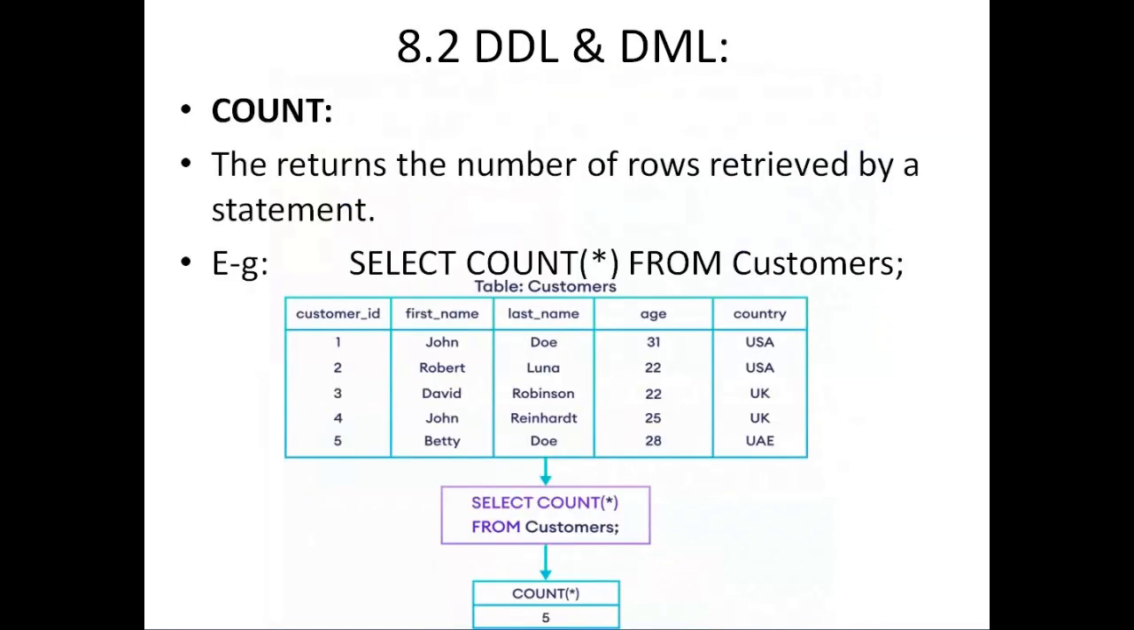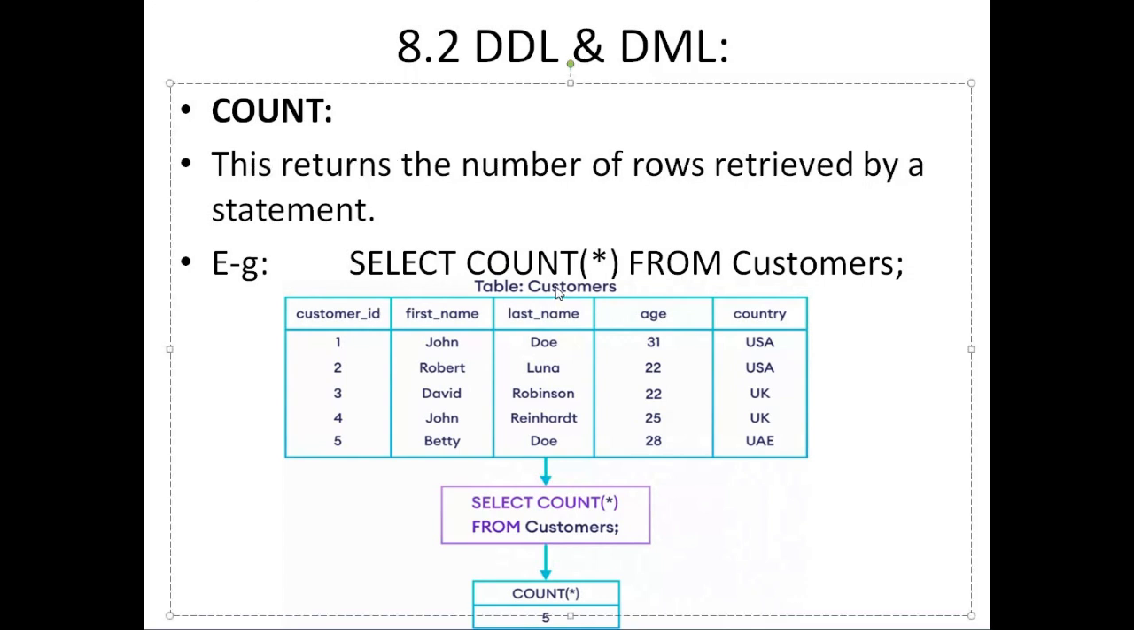Count. This returns the number of rows retrieved by a statement. So when you run select count(*) from customers, it is going to tell you only the number of rows or records or tuples that were there in the table. And if you write a condition along with it by using the where clause, it would only show you the number of rows or records that match that certain criteria. Right now we have not set a criteria, so it is basically telling you the number of records available in the table, which is currently 5.